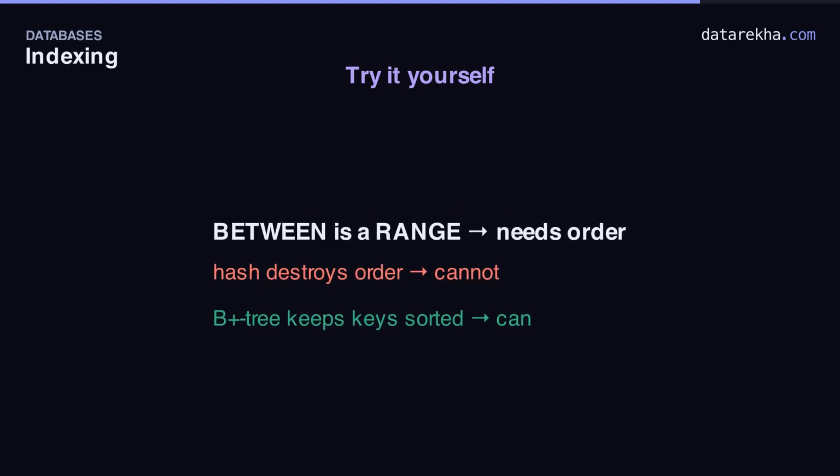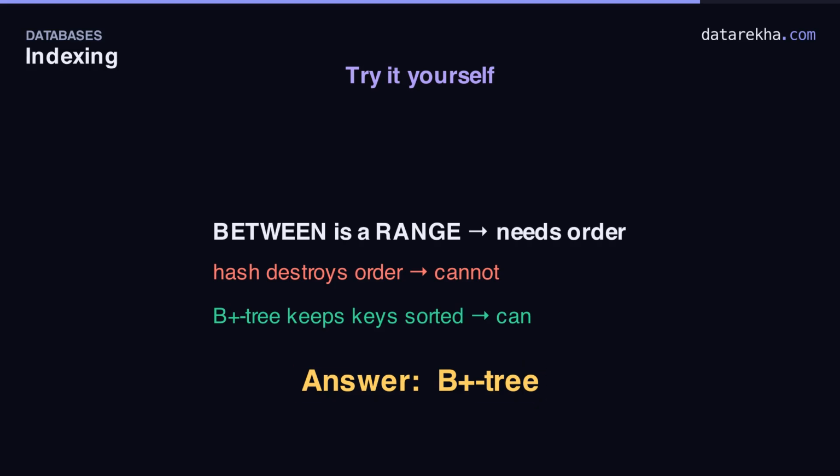Between is a range, an ordered span of values, not one exact match. A hash index scatters keys and destroys order, so it cannot answer a range. But a B plus tree keeps its keys sorted in linked leaves. So the answer is the B plus tree. Descend to age 20, then walk the linked leaves up to 30. If you pick the B plus tree, you have genuinely understood the whole lesson.